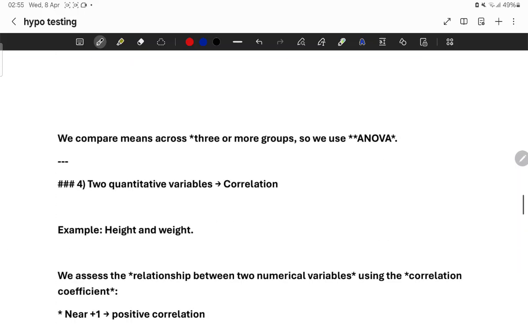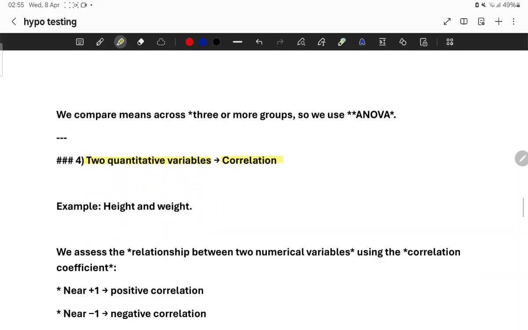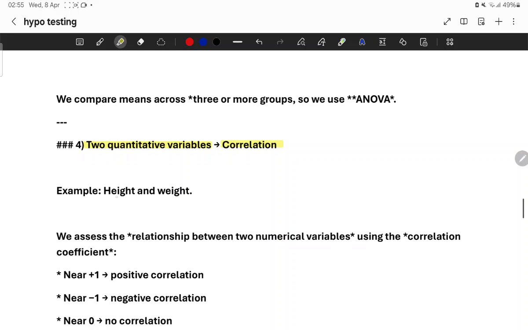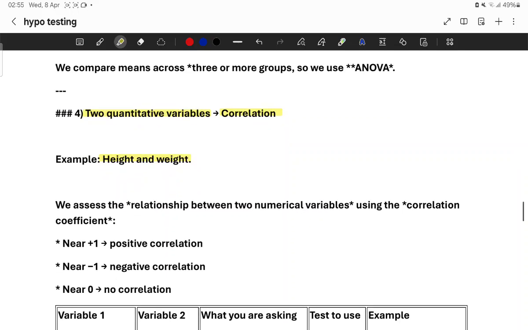Last but not least, what about if it's two quantitative variables? We use something called the correlation coefficient, where we compare height and weight, for example. Height in meters, which is numerical, and weight, which is numerical. When we assess the relationship between the two numerical variables, we use the correlation coefficient. If the correlation coefficient is near 1, this means that this is a positive correlation. As height increases, weight also increases.